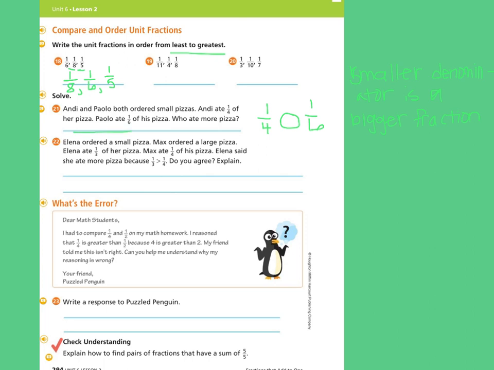Number 22, Elena ordered a small pizza. Max ordered a large pizza. Elena ate 1/3 of her pizza. Max ate 1/4 of his pizza. Elena said she ate more pizza because 1/3 is greater than 1/4. Do you agree? So let's imagine, let's draw a picture. We have a small pizza that's split into thirds. And Elena only ate one of the 3 pieces.